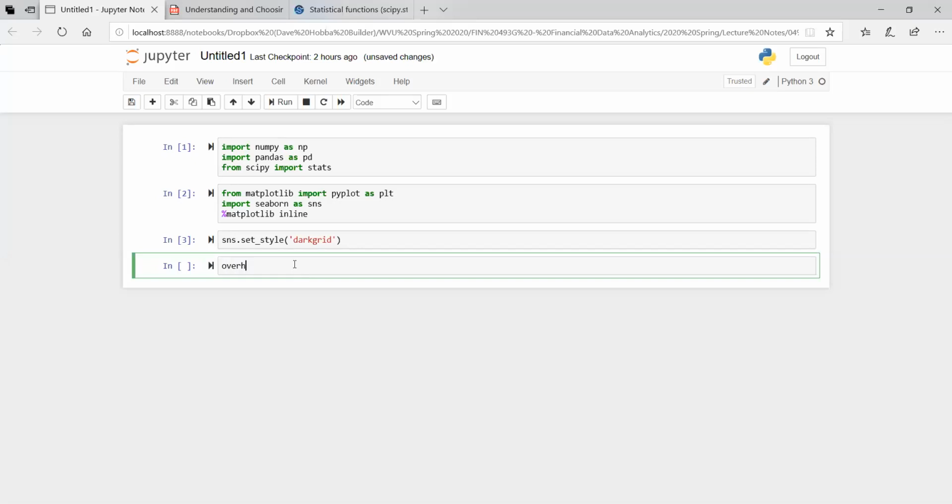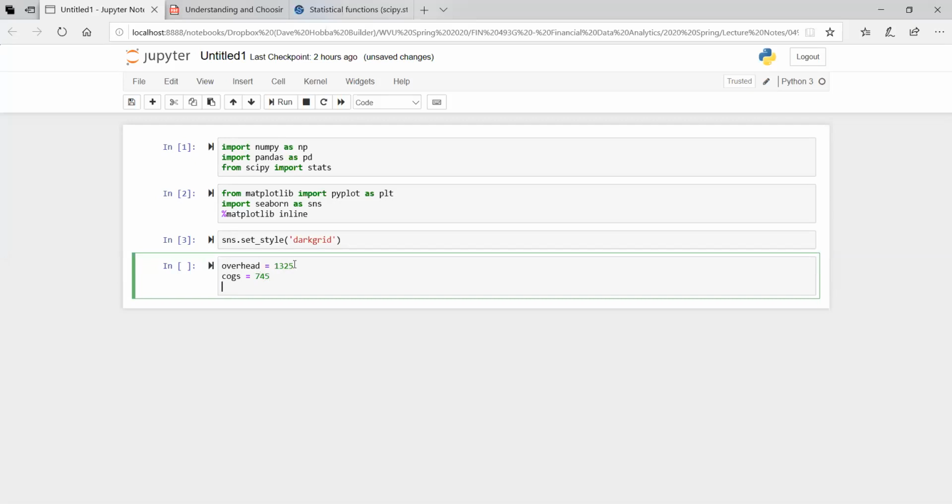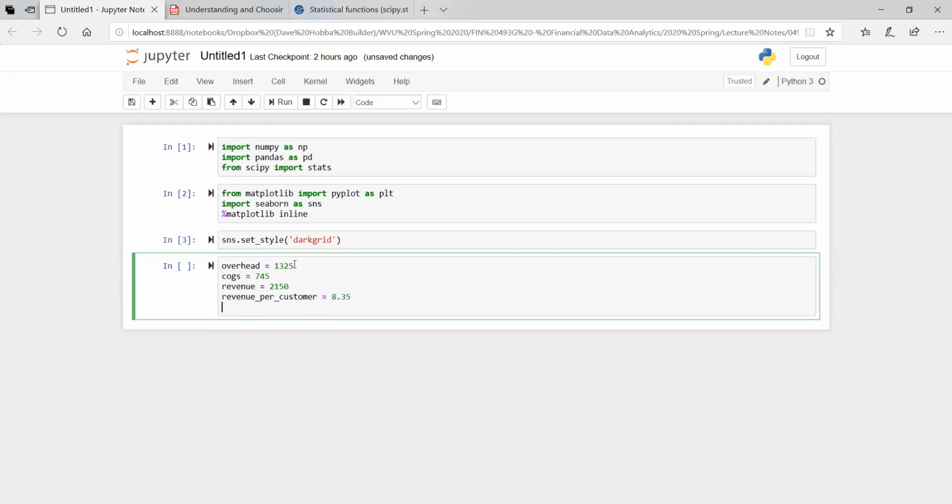So our overhead was 1,325. Our cost of goods sold was 745. Our revenue, and all of these are weekly numbers, is 2,150. The average revenue per customer was $8.35, and the average customers per week is equal to 242.